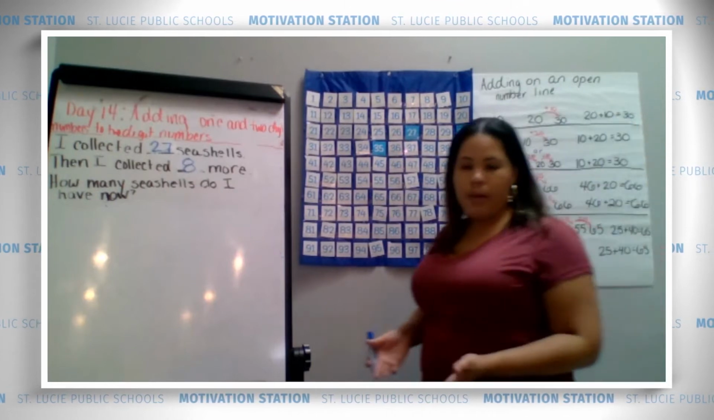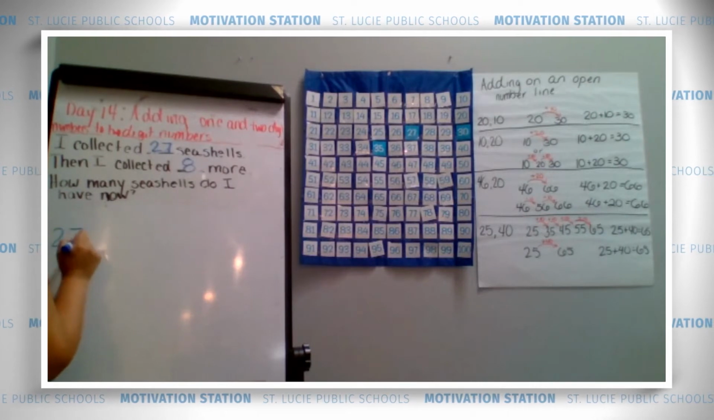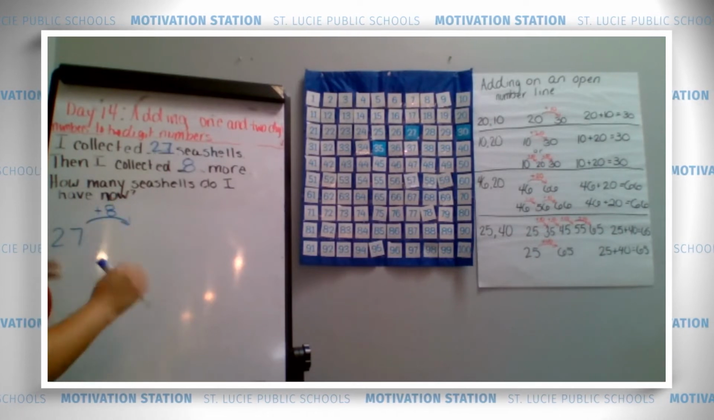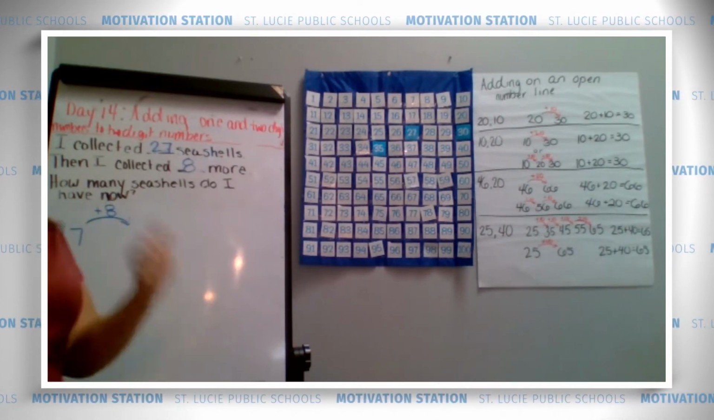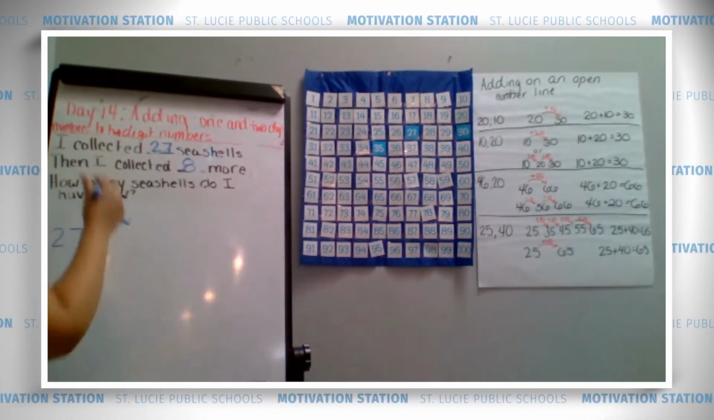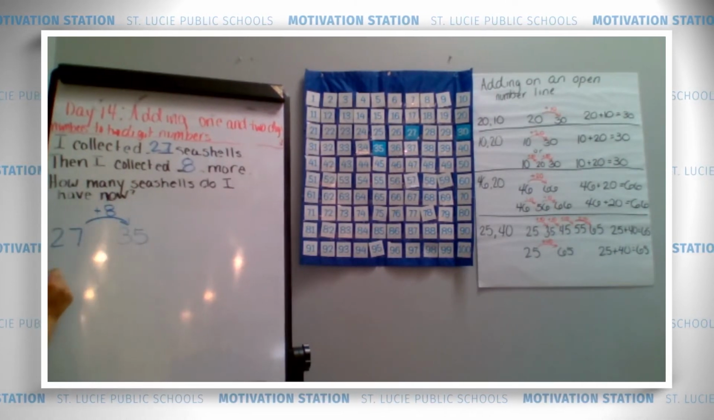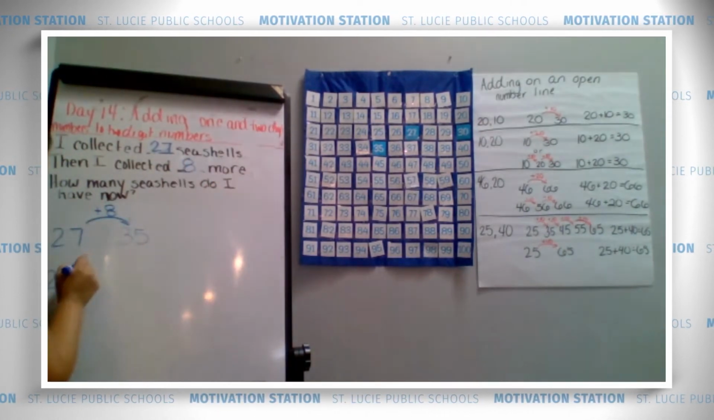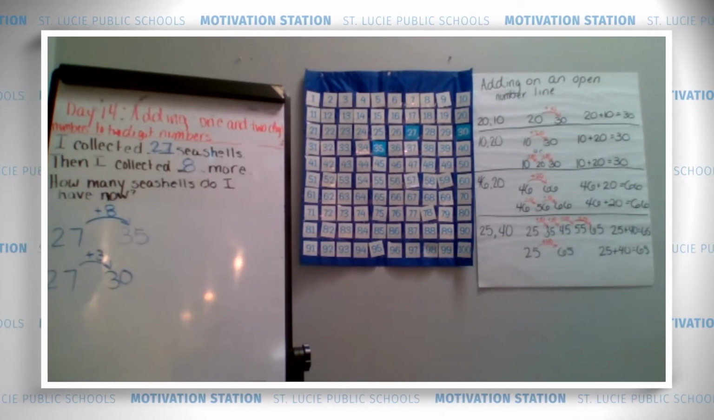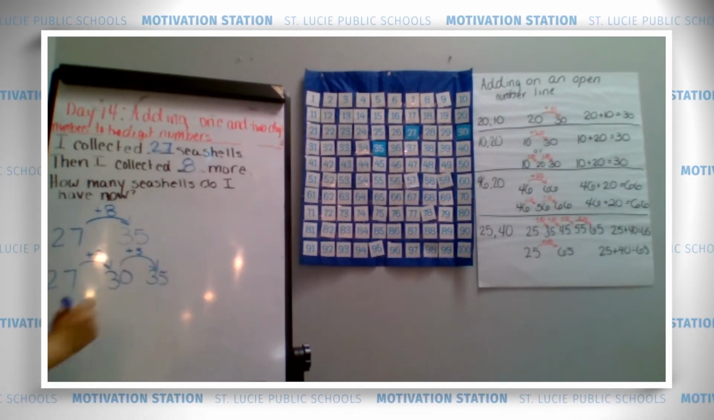What does that look like on our open number line? 27, we can do this a couple of ways, plus 8. Some of our friends, it's easier to just add individually. So 27, 28, 29, 30, 31, 32, 33, 34, 35. If I add 8, I'm at 35. But mentally, I can also think 27 plus 3 is at my next multiple of 10, plus 5 is now 35.